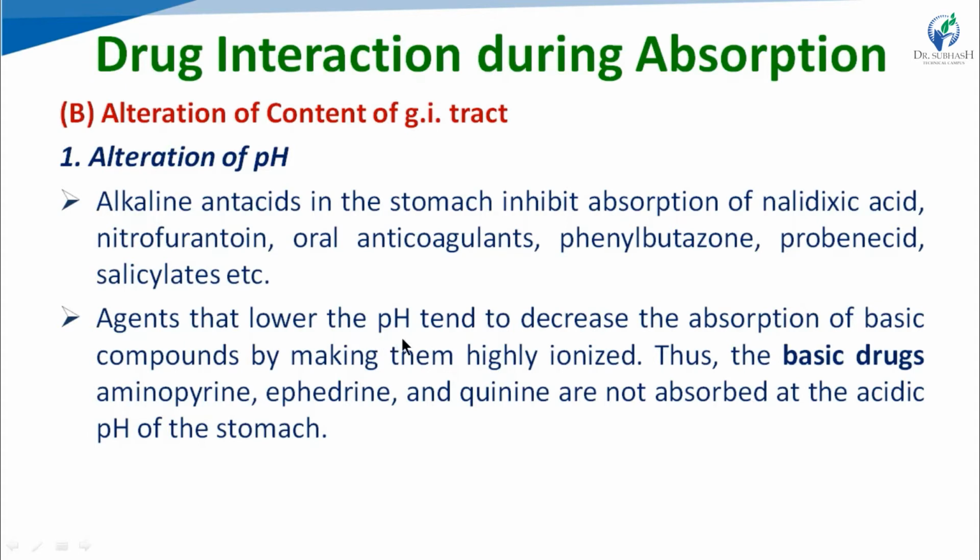Agents that lower the pH tend to decrease the absorption of basic compounds by making them highly ionized. Thus, basic drugs, for example aminopyrine, ephedrine, and quinine, are not absorbed at the acidic pH of the stomach. मतलब यहाँ पे क्या है? Aminopyrine, ephedrine, quinine are basic drugs and they are not absorbed at the acidic pH of the stomach. मतलब ये सब drugs stomach में से absorb नहीं होंगी.